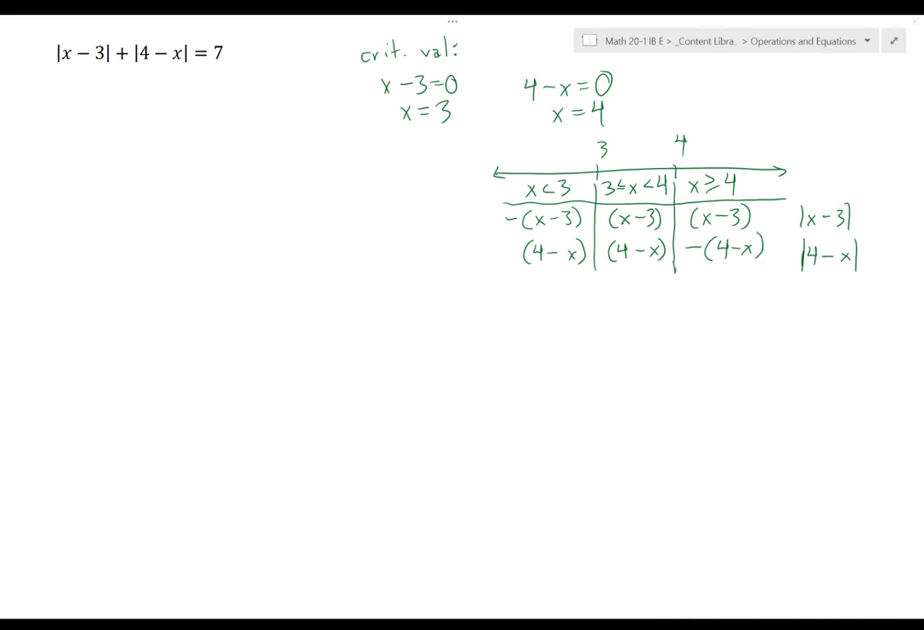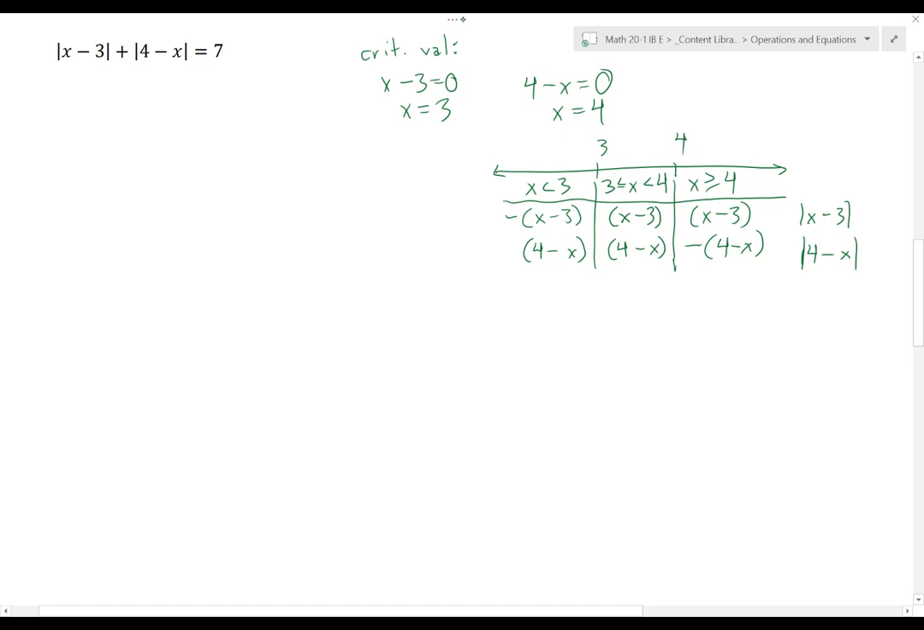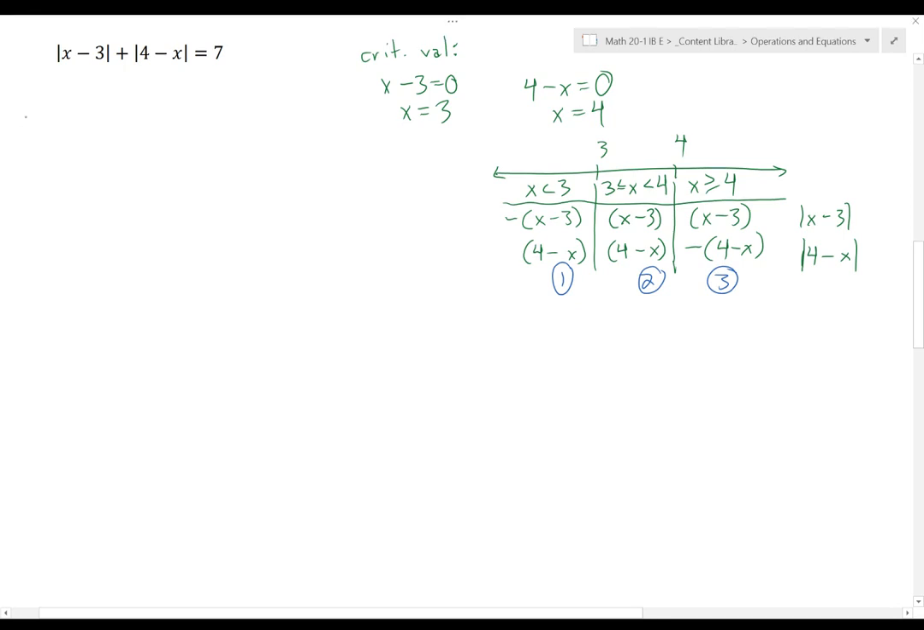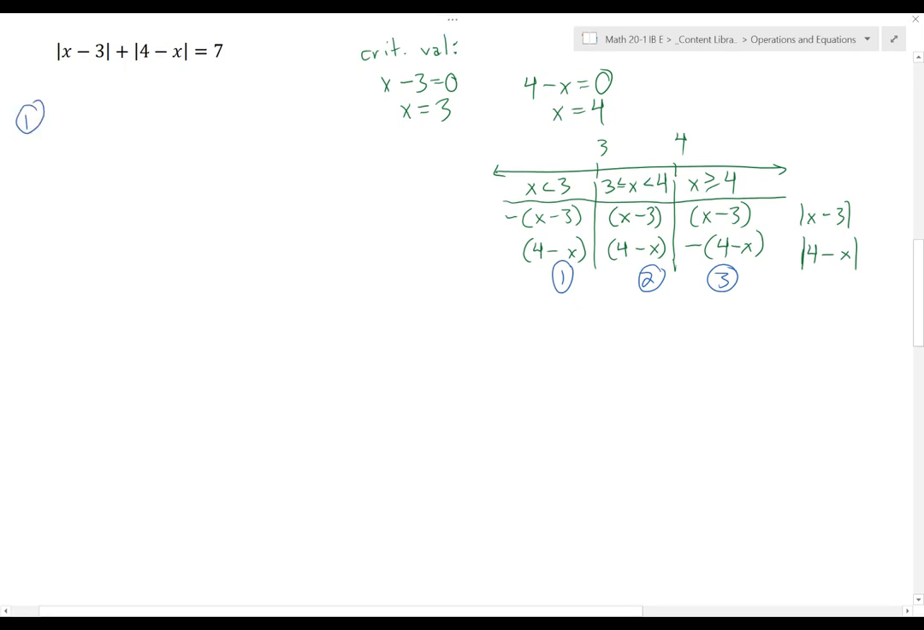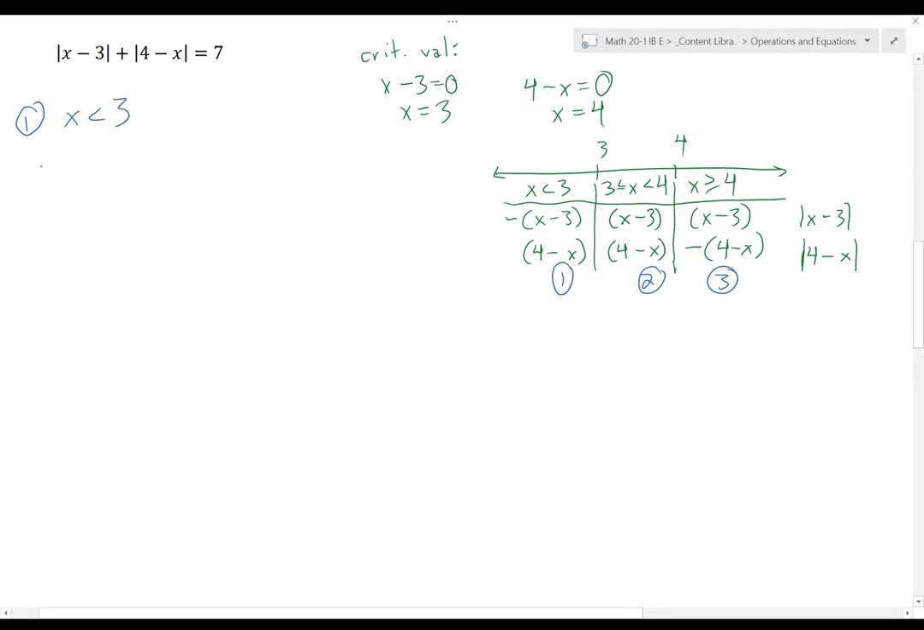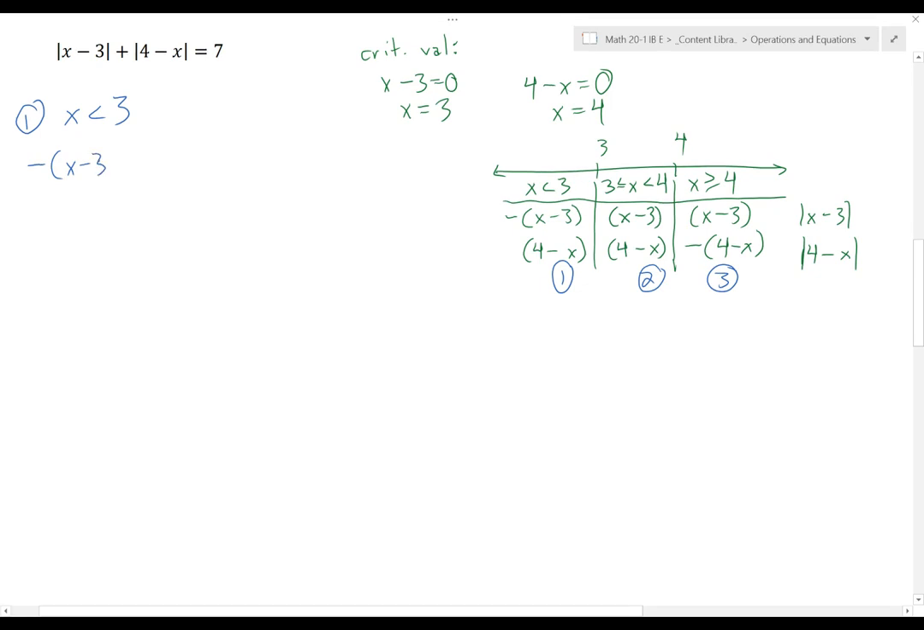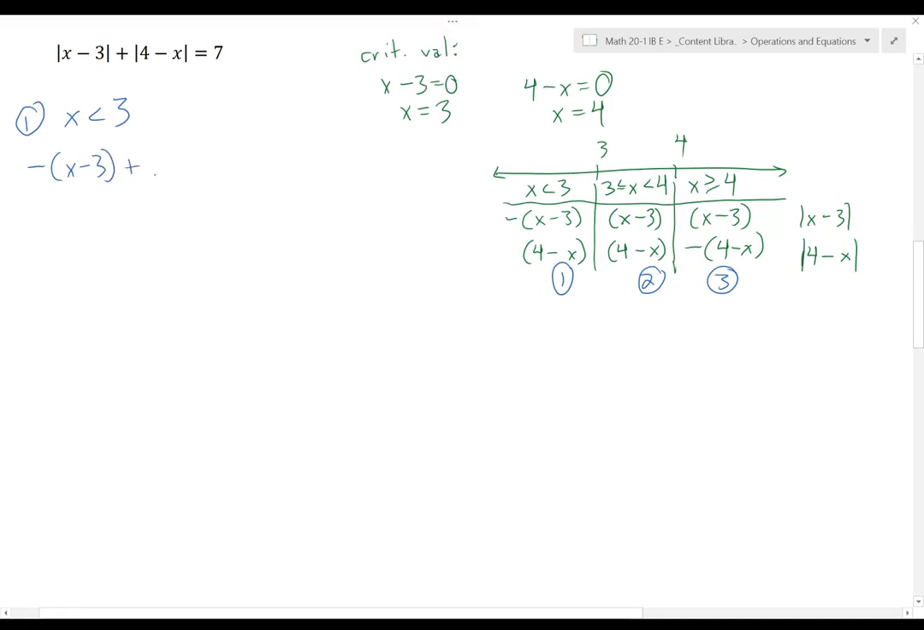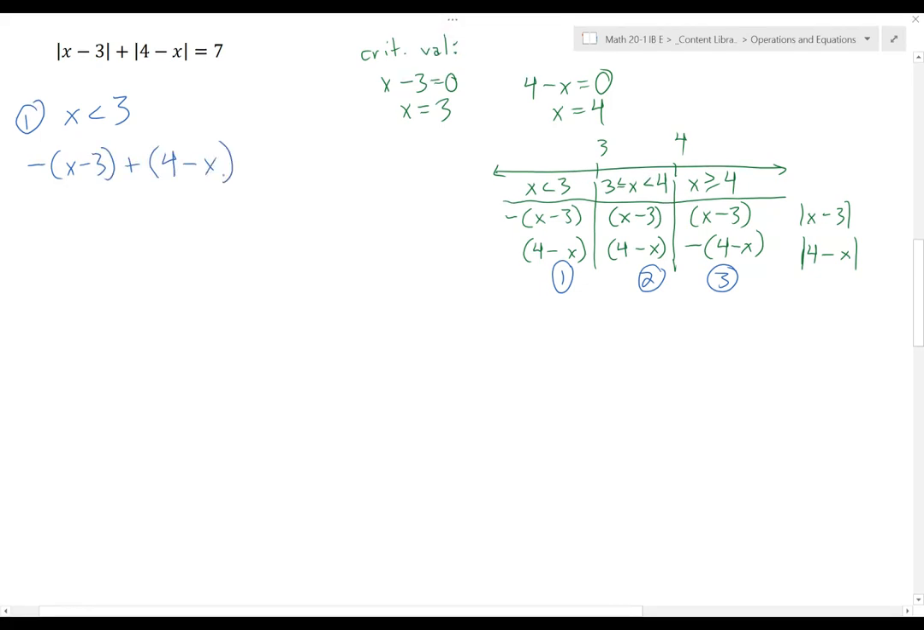These 3 intervals are therefore going to define 3 separate equations. So I'm going to write 3 equations. The first equation, well, absolute value of x minus 3, this is for values x less than 3. Absolute value of x minus 3 is the opposite of x minus 3, but the absolute value of 4 minus x is just 4 minus x. So this is the equation I end up with.